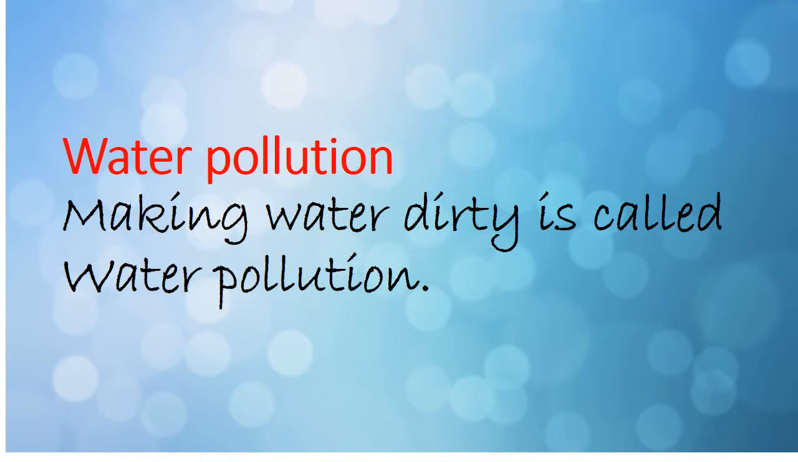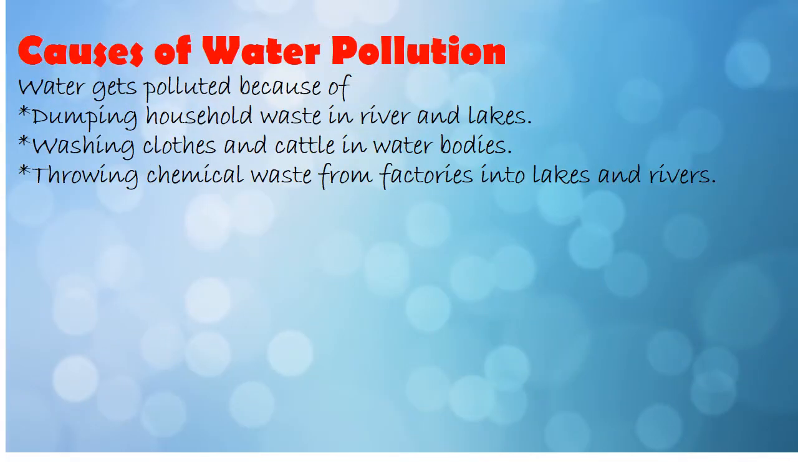Water pollution. As you have studied in class 2, making water dirty is called water pollution. Now, what are the causes of water pollution? Children, water gets polluted because of dumping household waste in rivers and lakes. Many people throw their household waste in rivers and lakes. That's why the water of rivers and lakes gets polluted.